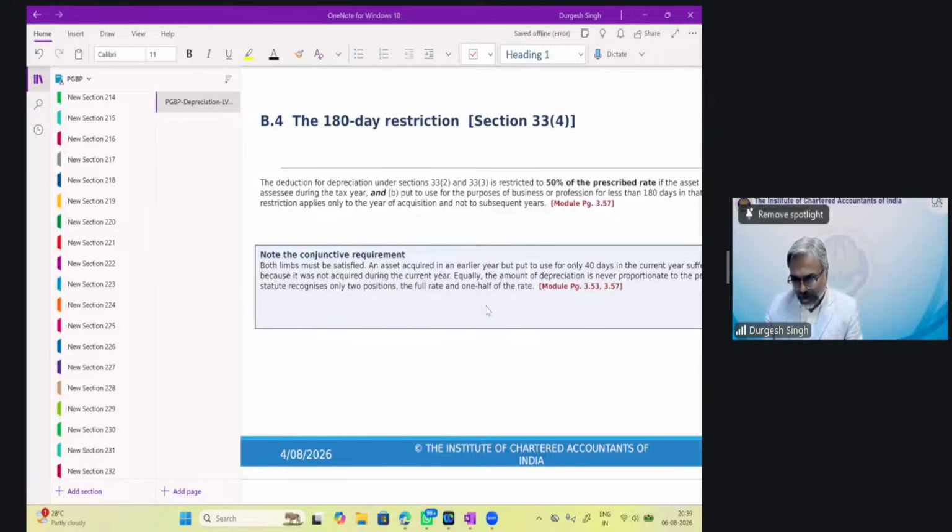Perfect. Any other query, students? Kanaya, Muskan, any other query? Quickly confirm, students. Then we move to the next part, the concept of actual cost and the concept of WTV.